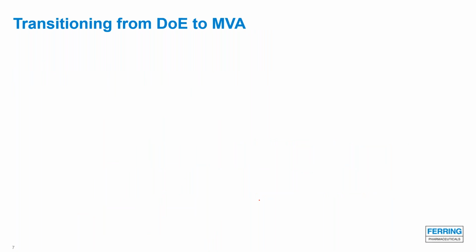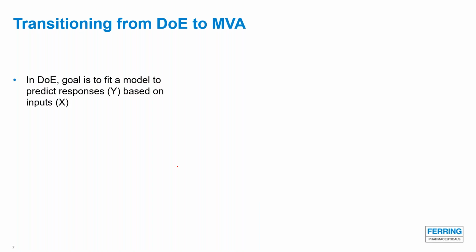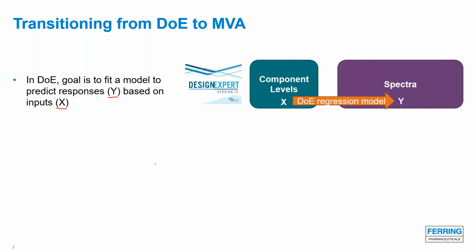A little bit about the transition from design of experiment to multivariate analysis. In design of experiment, the goal is to fit a model to predict a response Y based on some inputs X. In our case, what we would have done in Design-Expert, we define the level of the component. These are our inputs, and we are measuring the spectra on the other side. And by the way, the spectra here is represented by a big table with more than 800 columns corresponding to the wavelengths we have in the spectrum.